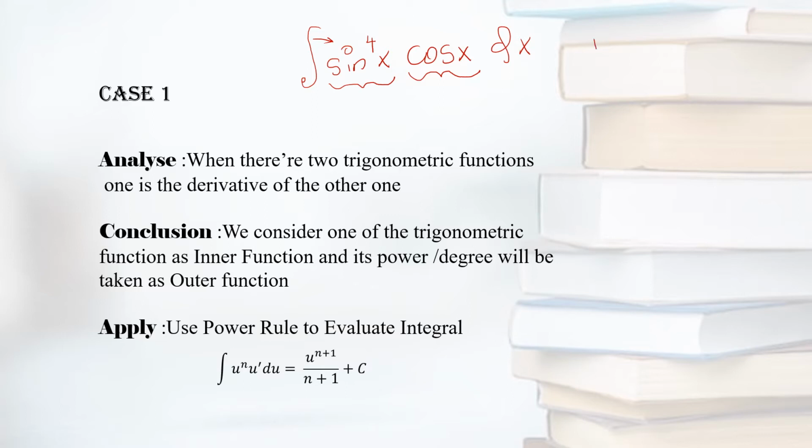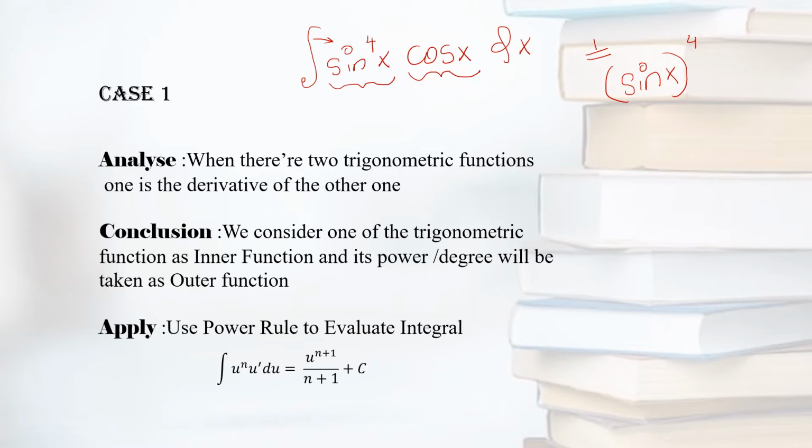The first thing is to find out which one can be the complex function. Of course, the function with a power will be taken as the complex or composite function. The reason is that it has a trigonometric function and also there is a power.